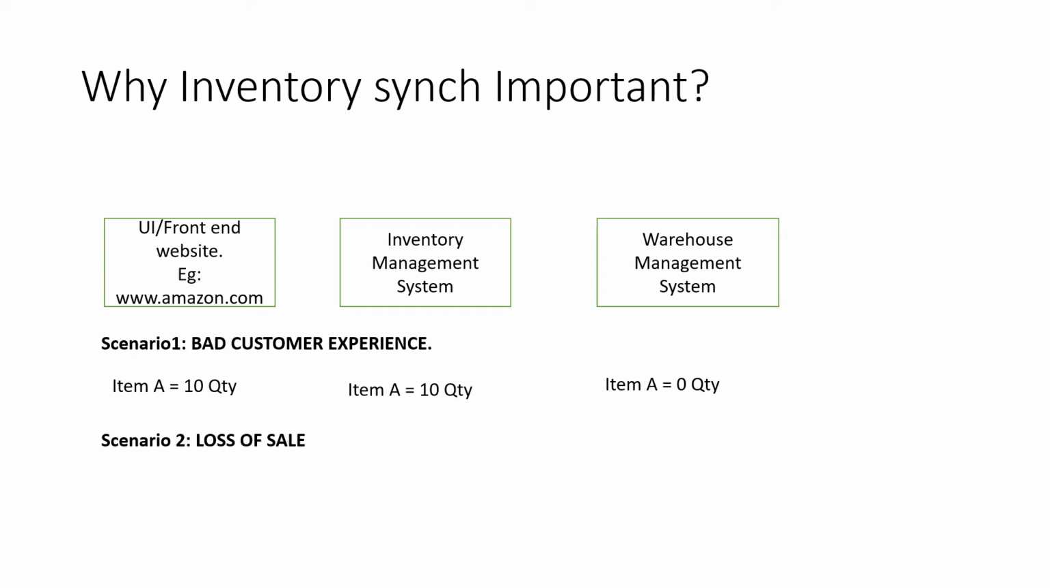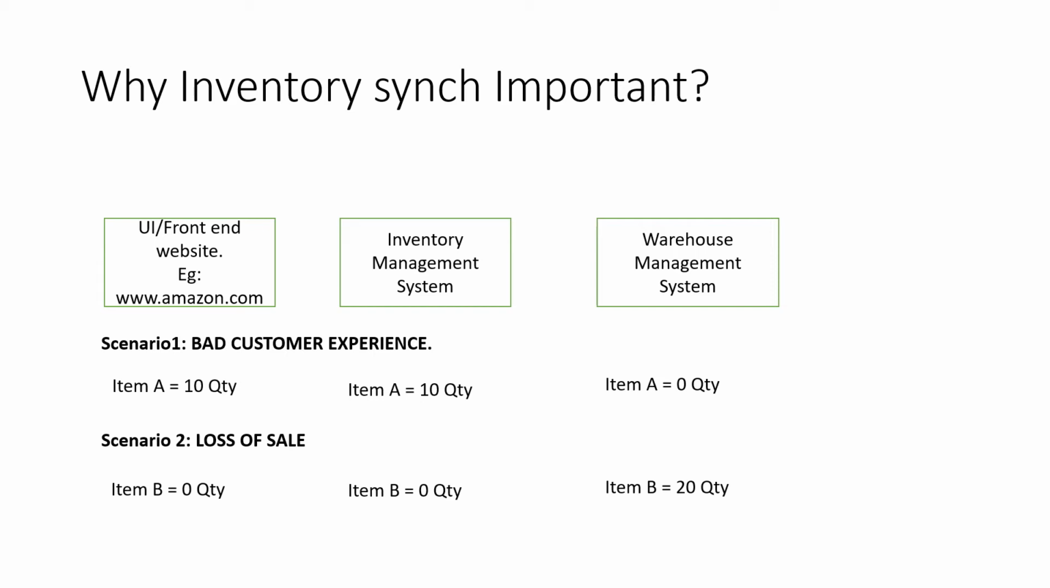Another scenario is where there is a loss of sale. Why? Say item B is having inventory in the warehouse, but it is zero in the inventory management system. It is zero quantity in the front end. So what happens in this case? The item is not available in the front end. Even though the customer wishes to buy it, it is not available. So he may go to some other website and purchase his item. So it's a loss of sale for this particular retailer. So this is the second scenario why it is important to have inventory synchronization.